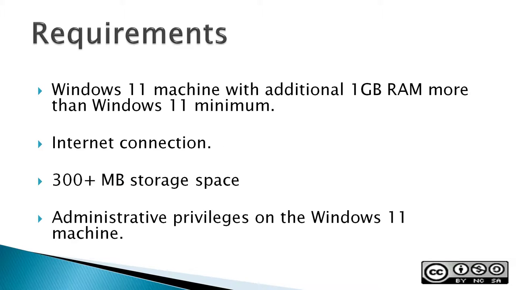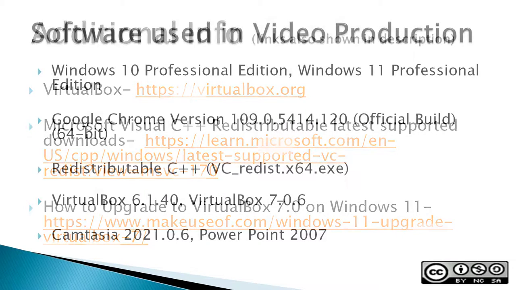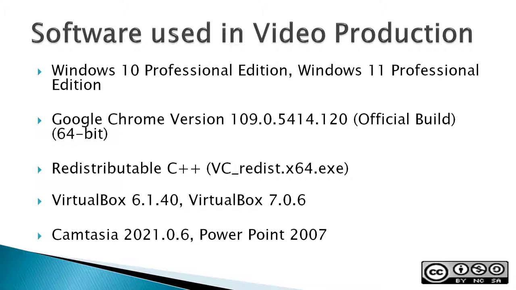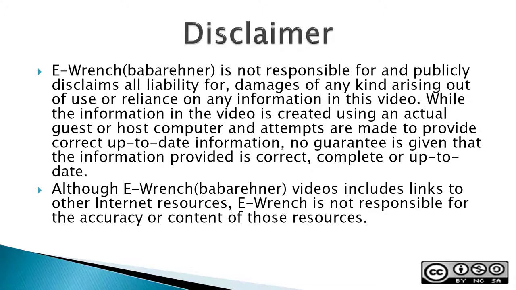Requirements? A Windows 11 machine with additional 1 GB of RAM more than Windows 11 minimum, an internet connection, 300+ MB storage space, and administrative privileges on a Windows 11 machine. Additional info. The next 3 slides contain additional sources of info, a list of the software used in making this video, and a disclaimer. If you wish, you can stop this video to read the slides.